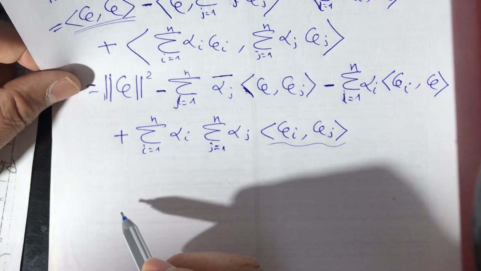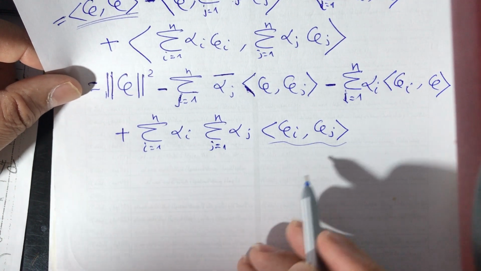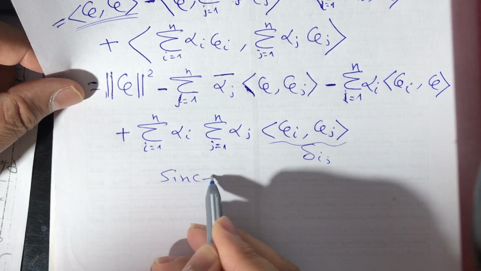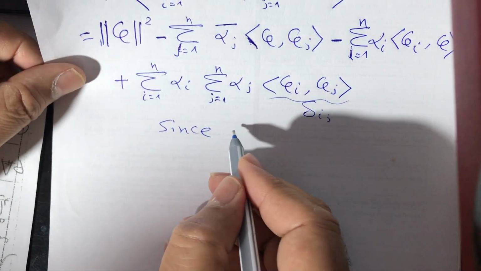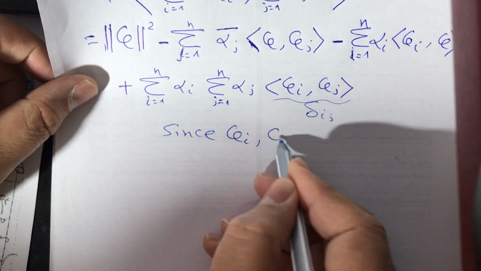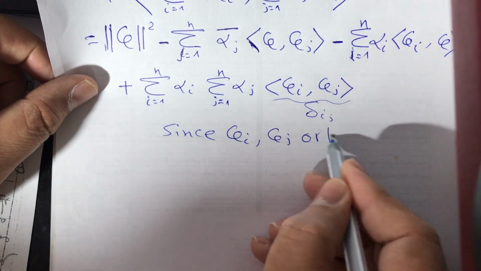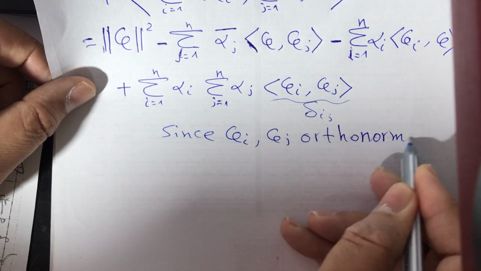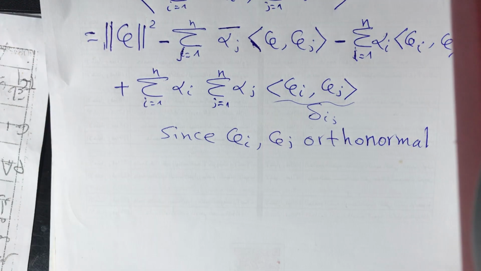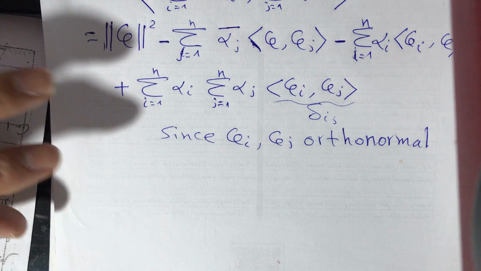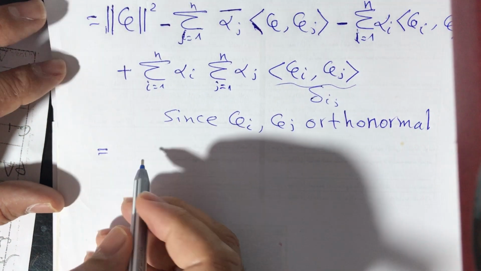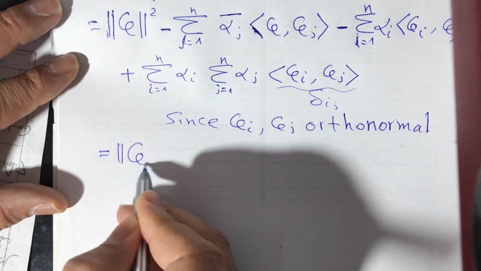Since this is delta ij, why? Because phi i and phi j are orthonormal, so this is 1 or 0. If i equals j, this is 1. If different, this will be 0.